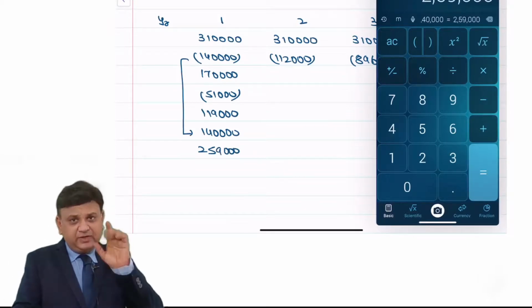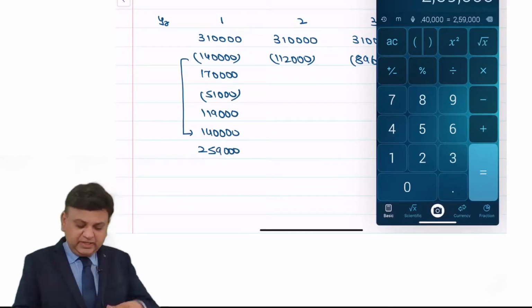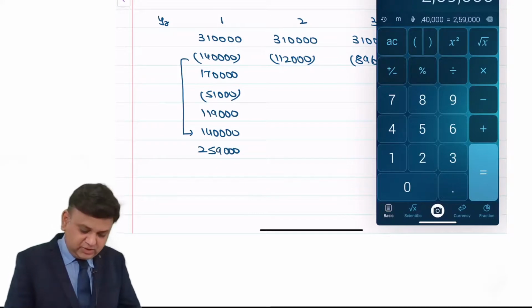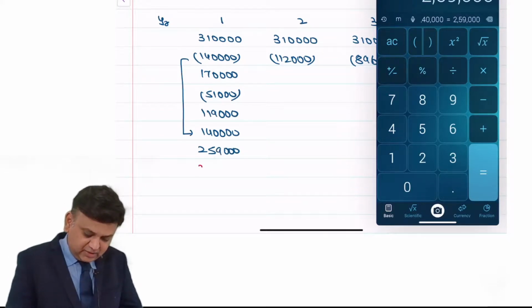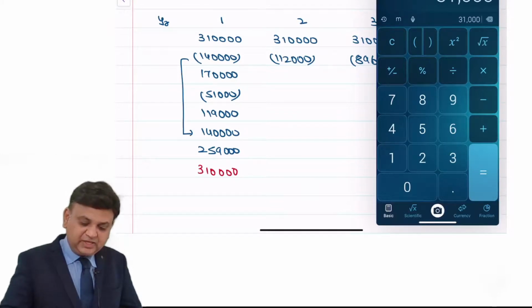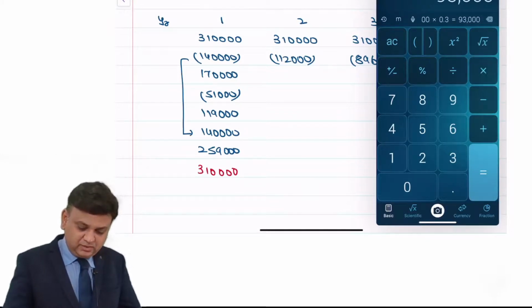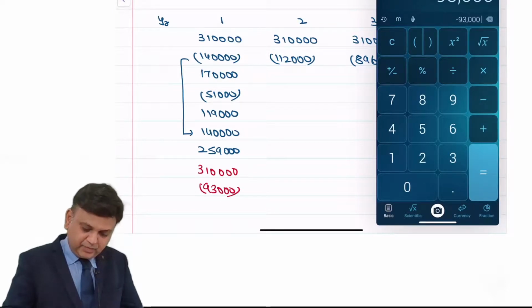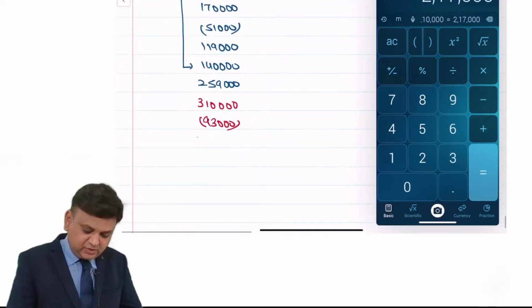Now instead of this, listen carefully. Instead of this, what we can do, dear students, is take 3,10,000 and compute directly the tax liability, 93,000. So you make it post tax. It is 2,17,000.